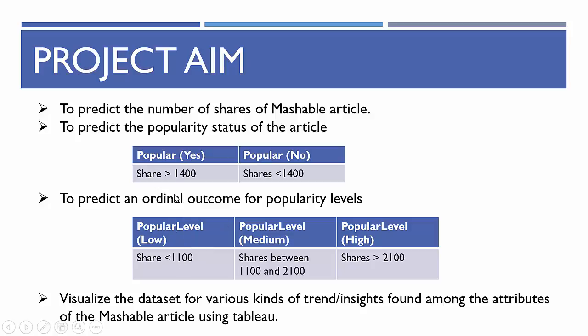To predict an ordinal outcome for the popularity level, we have further extended this variable into an ordinal variable, in which we classify the number of shares into less than 1100 for low popularity, 1100 to 2100 for medium, and greater than 2100 for high. This is based on the data set, which has close to 40,000 instances. We sorted this based on the shares, and we found that for 33% of the data set the shares would be less than 1100, and for 66% it would be 2100. That's how we have classified this as a threshold value.